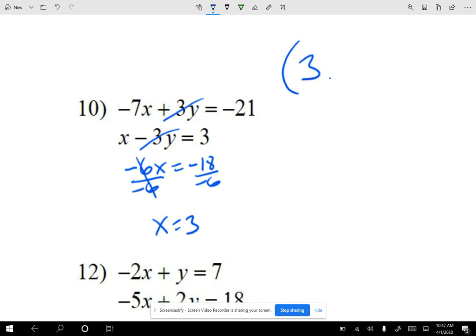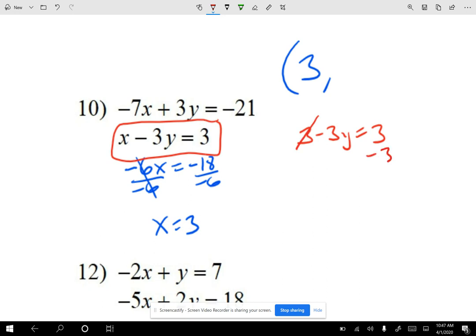So on my answer, I know my x value. Now let me find out my y value. I'm going to use any of my equations. It doesn't matter which one. It seems like I'm going to choose this one just because the numbers are a little bit smaller. So I have that 3 minus 3y is equal to 3. Let me move the 3 over as a minus 3. So I have that negative 3y is equal to 0.